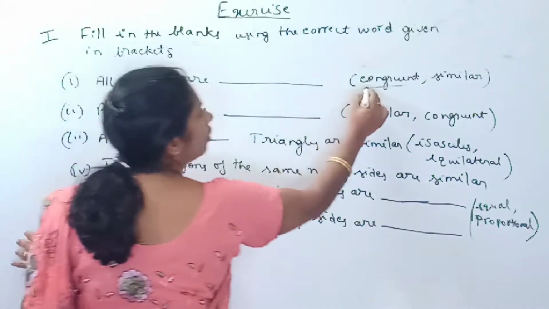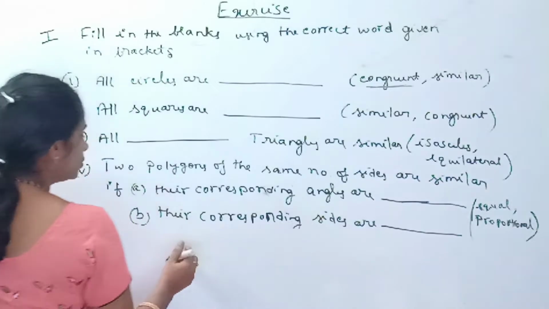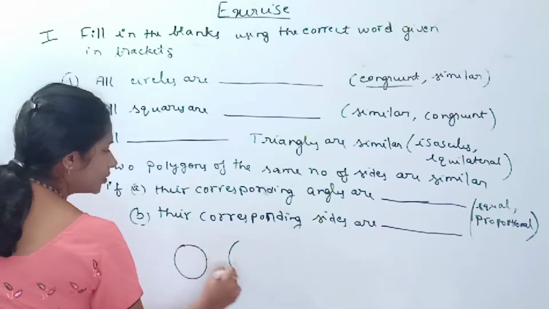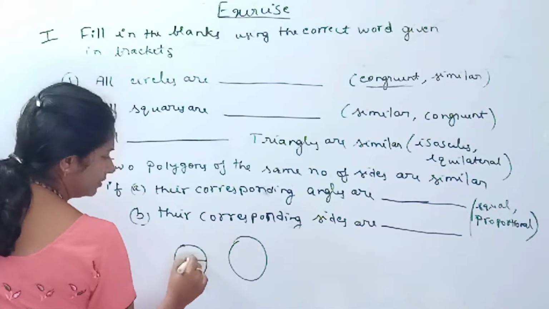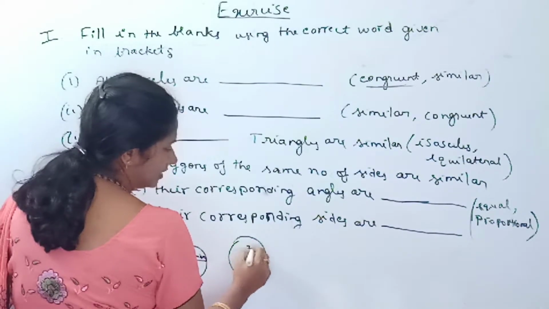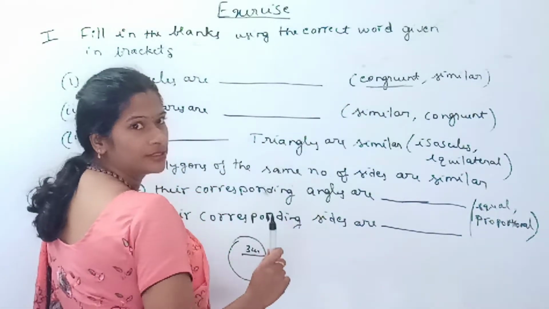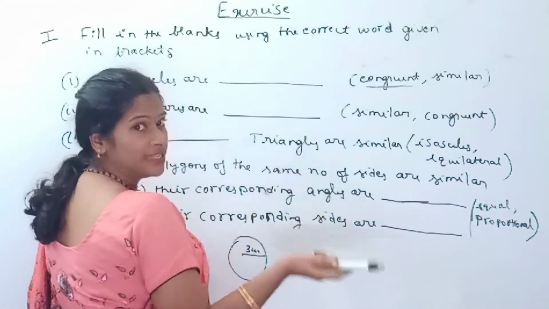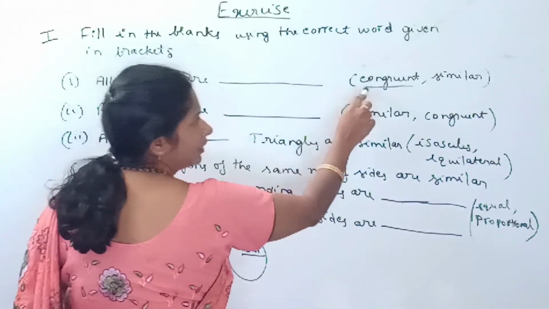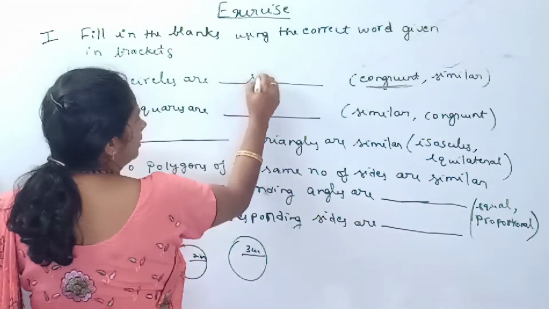So what do you mean by congruent? Same shape and same size. So two circles may have different radii. This may be 2 centimeter and this circle has a different radius, 3 centimeter, and so on. So they cannot be congruent. Congruent circles means same shape and same radius. It cannot be congruent. So all circles are similar.